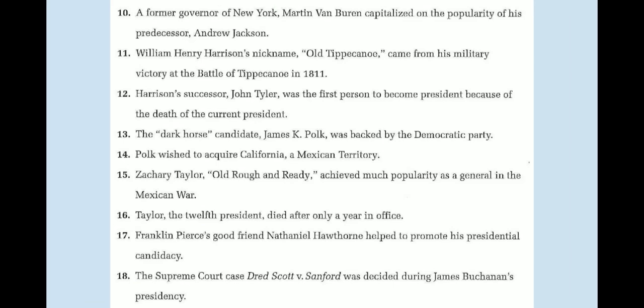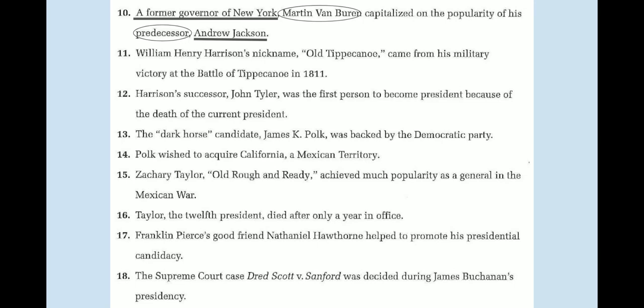Moving on to number 10, a former governor of New York, Martin Van Buren, capitalized on the popularity of his predecessor, Andrew Jackson. So we actually have 2 in this sentence. The first appositive phrase is a former governor of New York. A former governor of New York is adding more information to our noun, Martin Van Buren. The second appositive phrase we have is actually Andrew Jackson, because this phrase is identifying which predecessor we are talking about. So predecessor is our noun.